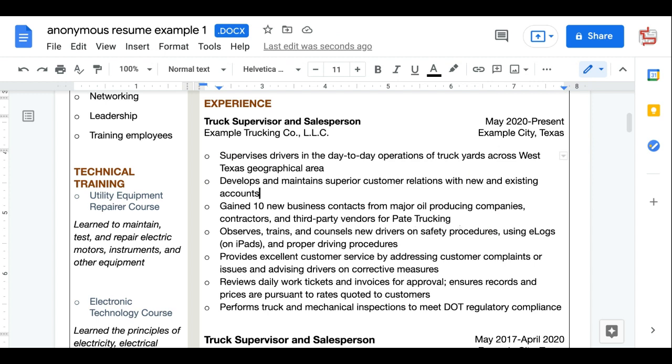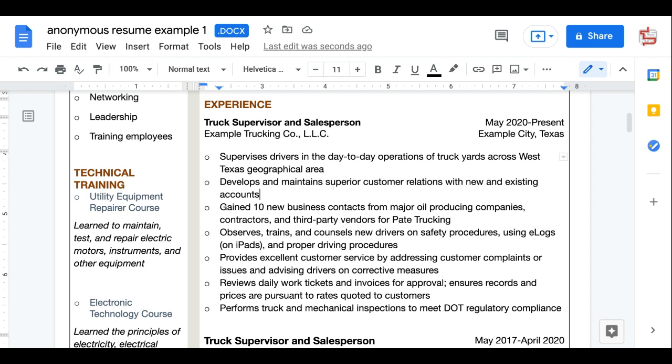So that's number one. Number two, again, you know what I'm going to say. We're going to use those keywords and those key phrases. So let's take a look. Supervises drivers in the day-to-day operations of truck yards across West Texas geographical area.